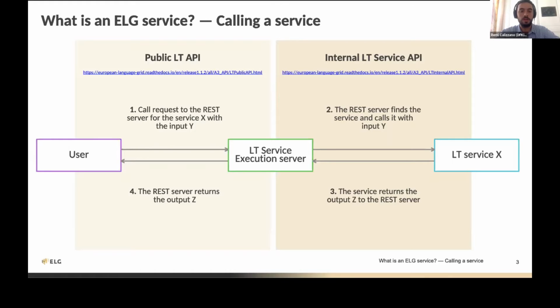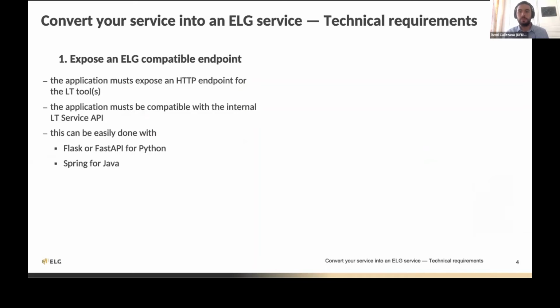What is important to see here is that we have two APIs, and when you deploy a service into ELG, you have to make sure to fit the internal LT service API specifications, which are different from the public LT API. So a service running inside ELG has two technical requirements. The first one is that your service needs to expose an ELG compatible endpoint, which means that you have to expose an HTTP endpoint compatible with the internal LT service API specifications that I will explain in detail in the next slide.